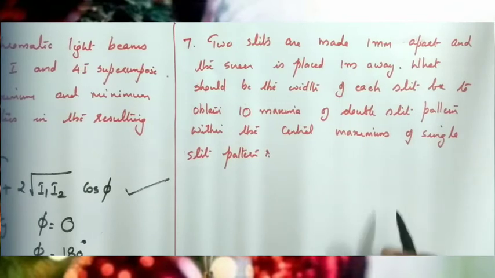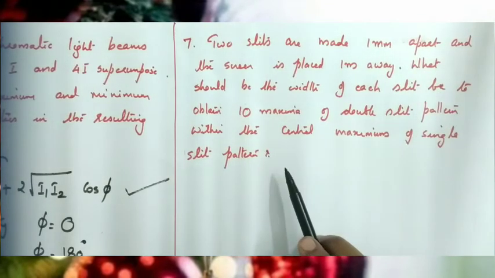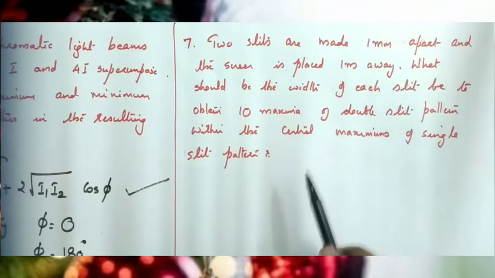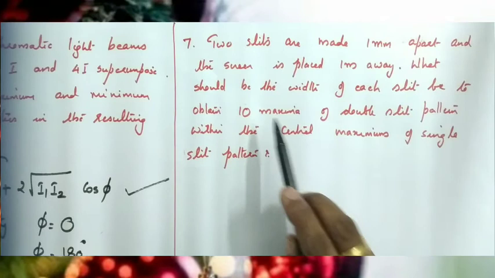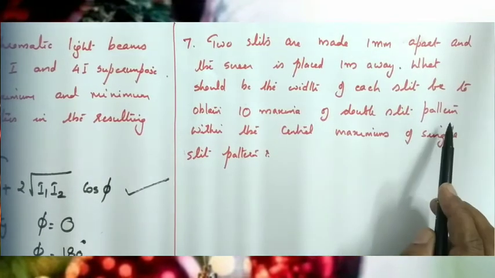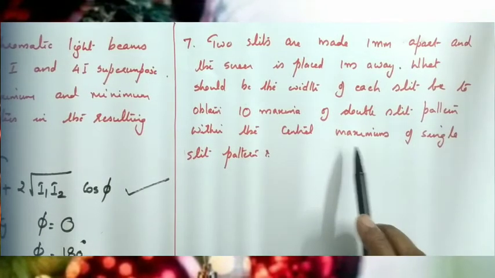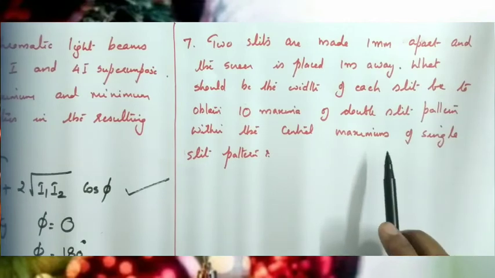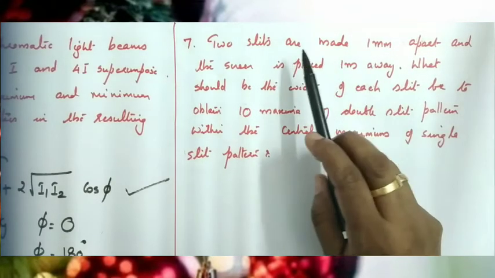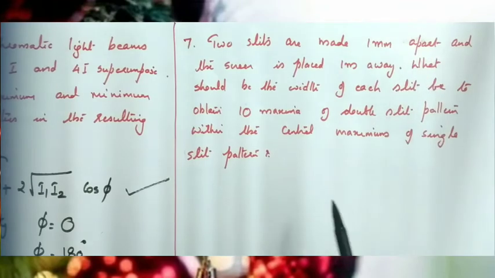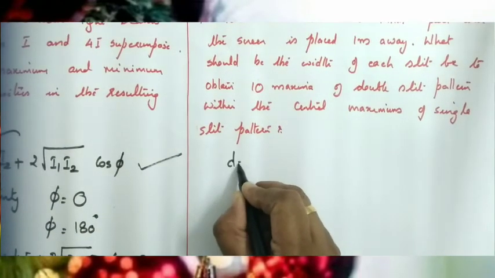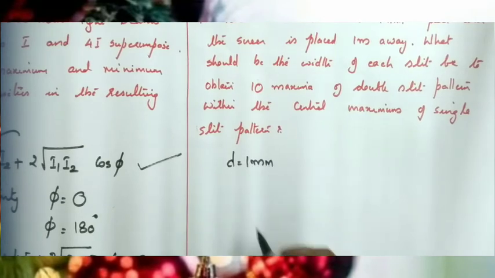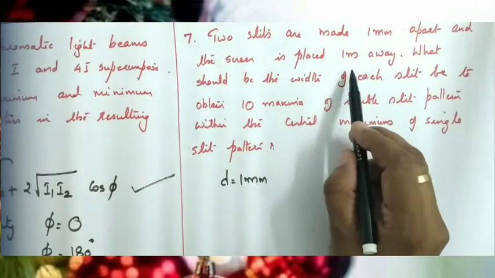Two slits are made 1 millimeter apart and the screen is placed 1 meter away. What should be the width of each slit to obtain 10 maxima of the double slit pattern within the central maxima of the single slit pattern? Okay, so once more, two slits are made 1 millimeter apart, which means the distance between the two slits is small d equal to 1 millimeter. Two slits means interference. And the screen is placed 1 meter away.